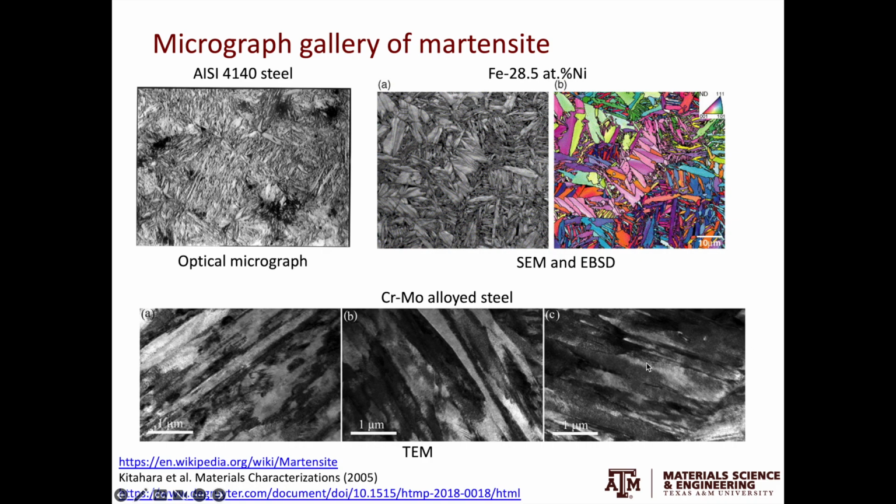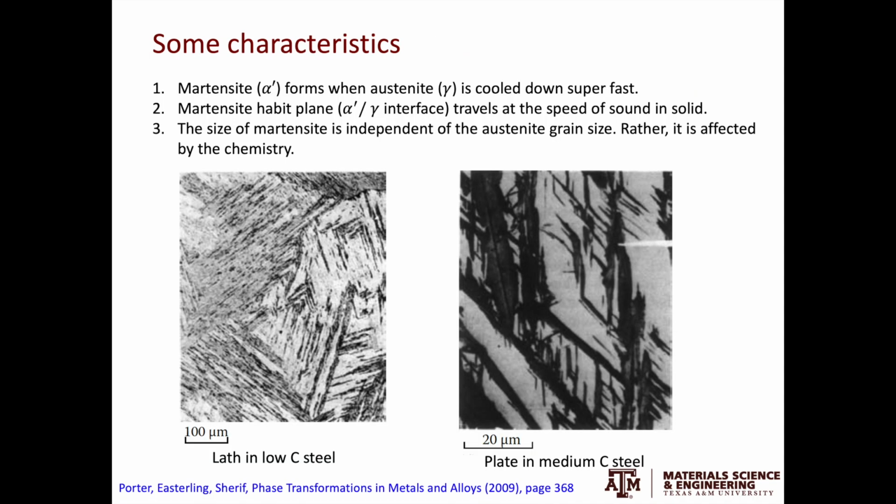Regardless of the microscopy technique you use, there's one common feature shared by all Martensite: they all exhibit the plate-like structure or lath-like structure. Most Martensite plates or laths are very thin. If you look at the scale bar in the TEM micrographs, it is 1 micron, and many Martensite plates or laths are only a few hundred nanometers in thickness.